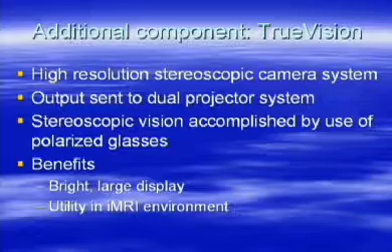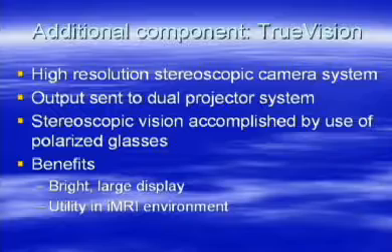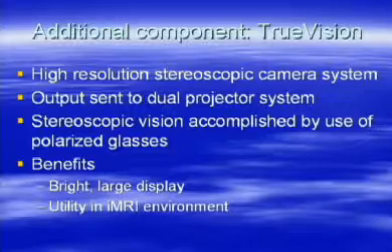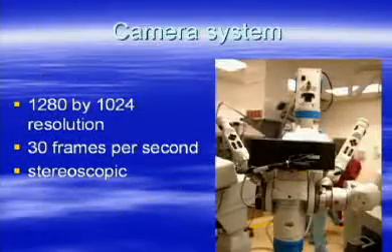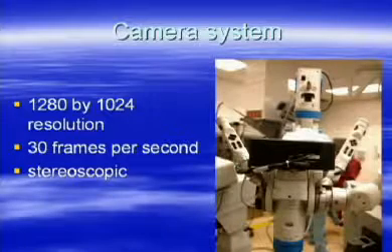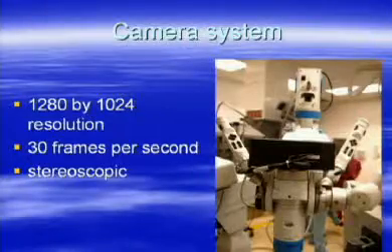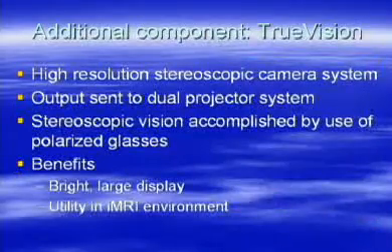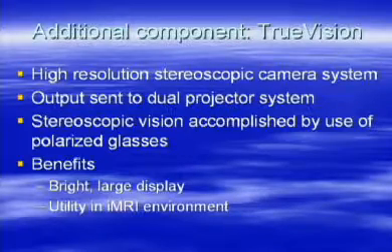This is a group out of Santa Barbara, California. It is a high-resolution stereoscopic camera system, which is coupled to a dual projector system. Here, stereoscopic vision is used to basically visualize microscopic anatomy using the same polarized glasses that are employed by the stealth station and the DexView. The camera system itself is rather impressive. It has a 1280 by 1024 resolution running at 30 frames per second in stereoscopic mode. Literally, this is a device that places about 1 gig of data every 3 to 4 seconds over its dedicated linkage to its camera system.